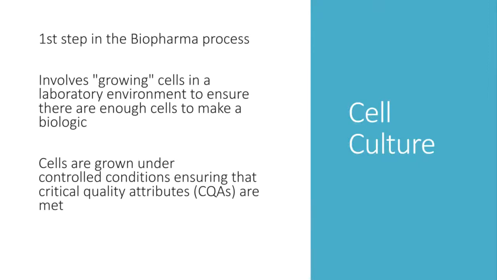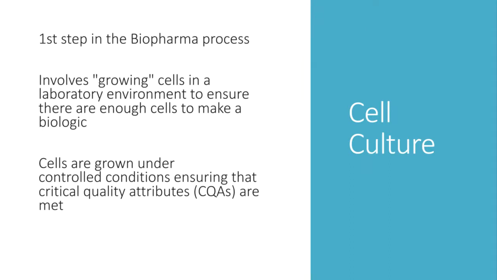Cell culture is the first step in the biopharmaceutical manufacturing process. It involves growing cells in a laboratory environment to ensure there are enough cells to make a biologic. Cells grow by splitting in half, changing one cell into two cells. As this happens over and over again, the cells grow exponentially until there are enough cells to make it into this step 2 bioreactor.